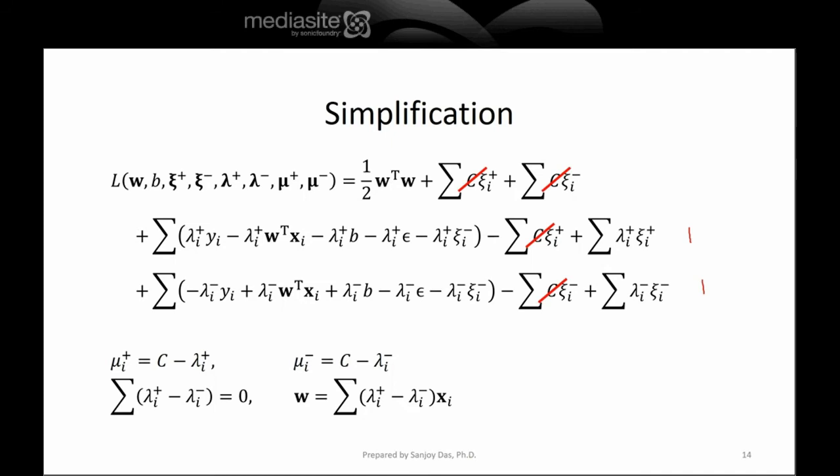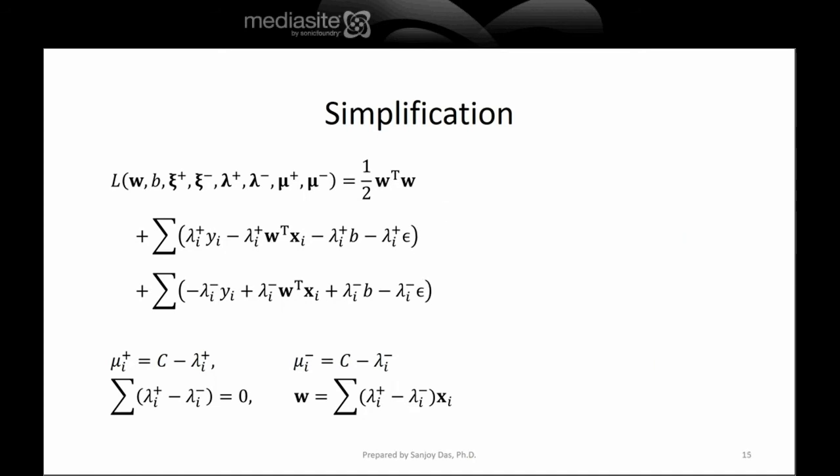Next, I see that I have C times zeta i plus and a minus C times zeta i plus. I have a C times zeta i minus and a minus C times zeta i minus, which I cancel out. Likewise, I have lambda i plus zeta i plus and a minus lambda i plus zeta i plus. I have a lambda i minus zeta i minus and a minus lambda i minus zeta i minus, which I cancel out. That gives me this simplification.